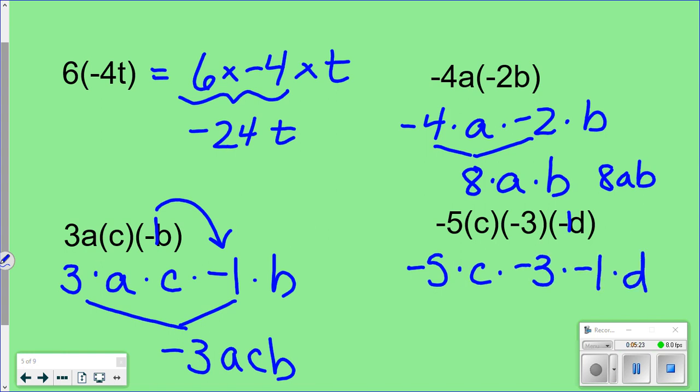Just like this. I'm going to multiply what I can multiply. Negative 5 times negative 3 is 15 times negative 1. This would be negative 15. Then I'm going to add in my C and my D. So the gist of it is if you have a negative letter, you have to put in a negative 1 to cancel out that negative letter. If you don't do that, you can't multiply something by a negative letter. So make sure you remember that negative 1.